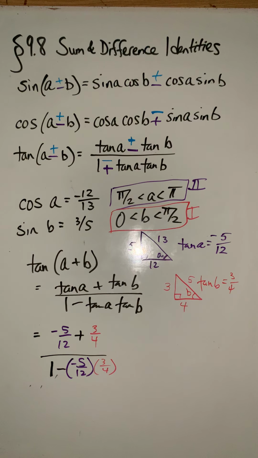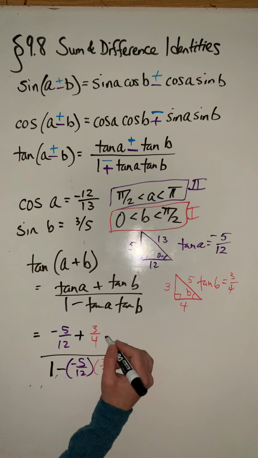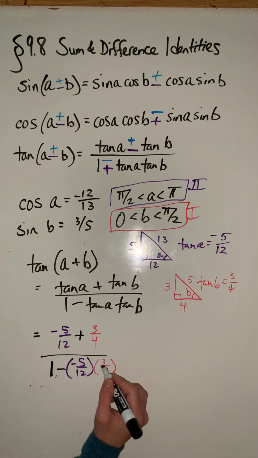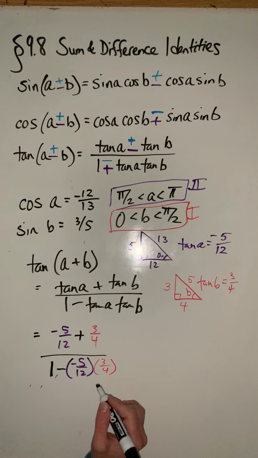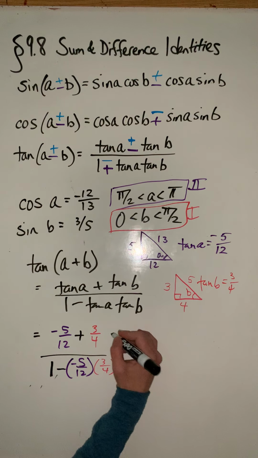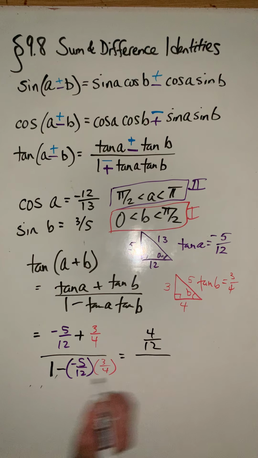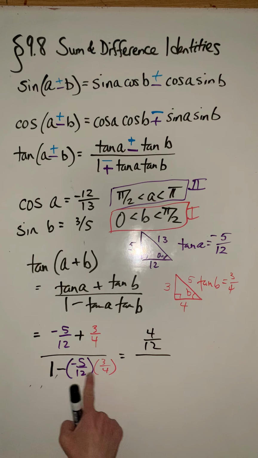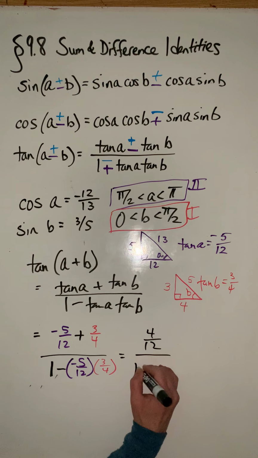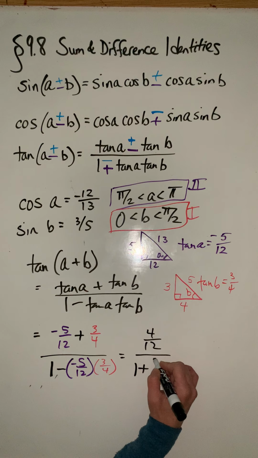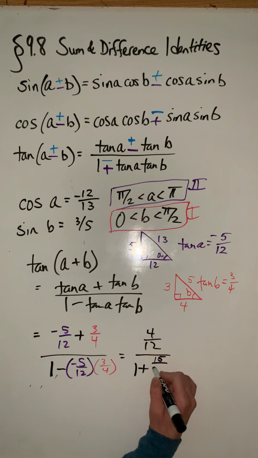Hopefully. We've got negative 5 over 12 plus 3/4, which is 9/12, right? So this gives us 4/12. Can I add? See, I say this shouldn't be the hard part, and then I'm the one going, is that right? So I believe this is equal to 4/12. And then in the denominator, since this is a negative, right, when we multiply, this is going to become 1 plus. This will be 15 over 48.